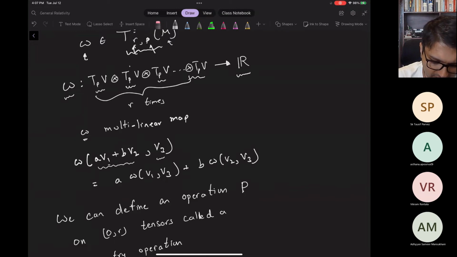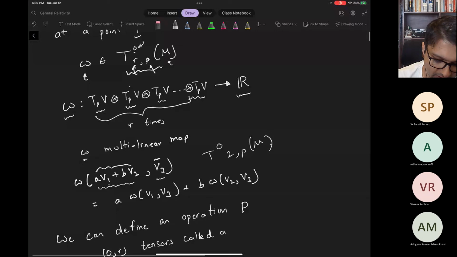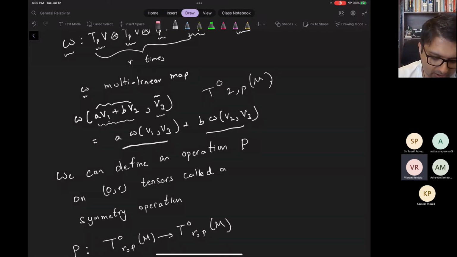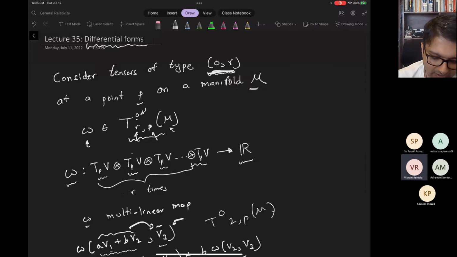So for example, this is a type 0,2 tensor at point P. And if you feed it a sum of two vectors at the point P and a third vector at the point P, then it will break up into this combination. That's the definition of what we mean by a tensor. It's a multilinear map. So it will be A times omega acting on V1, V3 plus B times omega acting on V2, V3. That's how this splits up. And similarly, if you had put the linear combination in the second slot, you would have had a similar thing. So these are just standard dual tensors, tensors of type 0R.